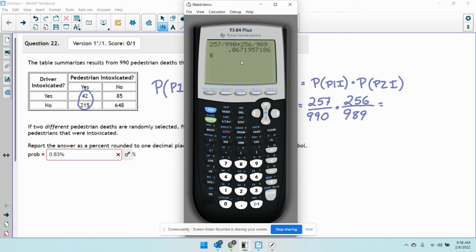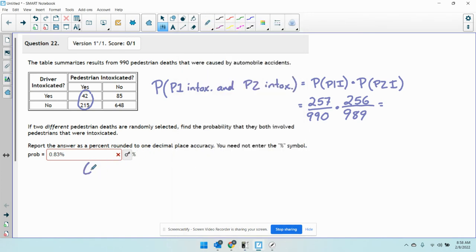So we get 0.067, rounded to a percentage in one decimal place would be 6.7%.